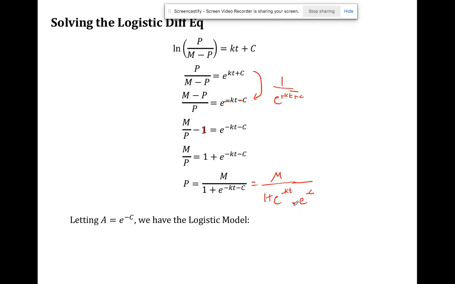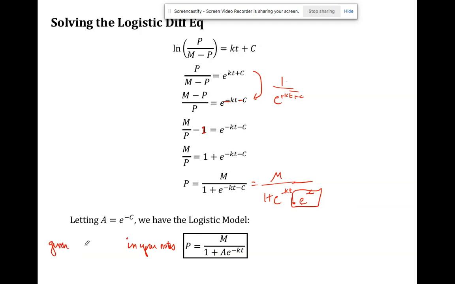Right, using the rules of exponents again, but e to the negative constant is itself just a constant. We're going to call this a this time instead of just another big C. And there is the equation that you want in your notes. This is the solution to the logistic differential equation.